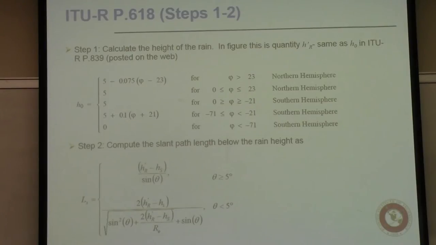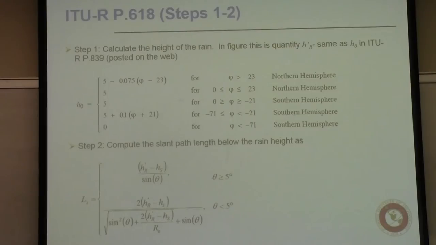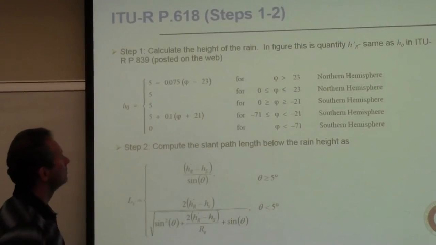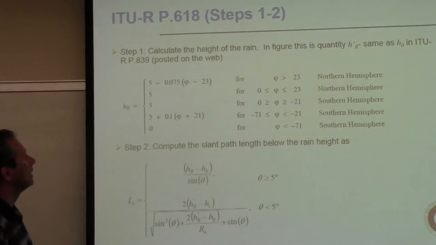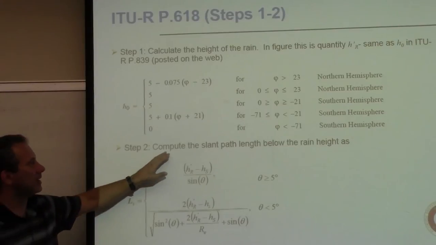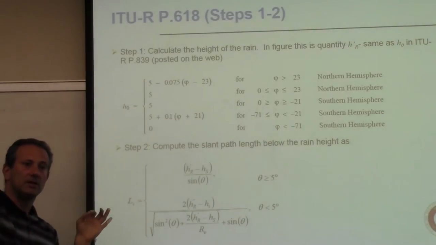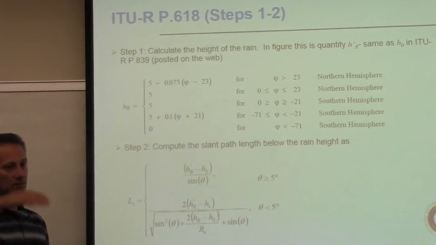So the first thing that you need to determine is the height of the rain. Essentially, how high is this threshold between the B and C region? And these are the equations that are given. For phi, here is your altitude, and so if you know your altitude, you just plug it in here, and you get the height of the rain. And you have them for the northern and southern hemisphere. So you need to know the latitude at which your Earth station is to know at what height the rain starts to fall. Then the next thing is to compute the slant path below the rain height. So essentially, how long is that path from your Earth station to where it pierces through that layer that delineates where the rain starts falling.